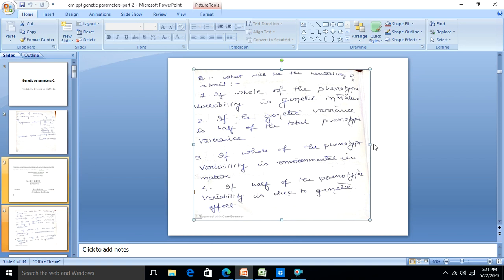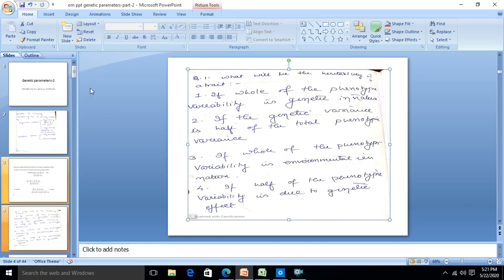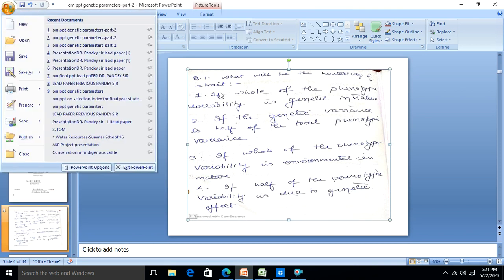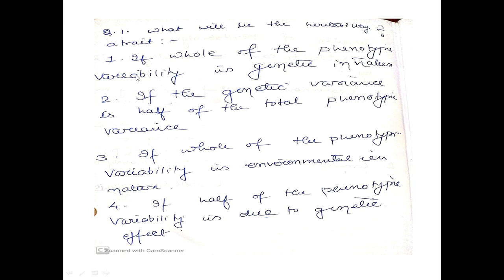See the question. I think it will be better if I make it full screen. What will be the heritability of a trait if whole of the phenotypic variability is genetic in nature? If the genetic variance is half of the total phenotypic variance? If whole of the phenotypic variability is environmental in nature? And if half of the phenotypic variability is due to genetic effect? So let's see, do we need to apply the regression or correlation, or can it be calculated simply.